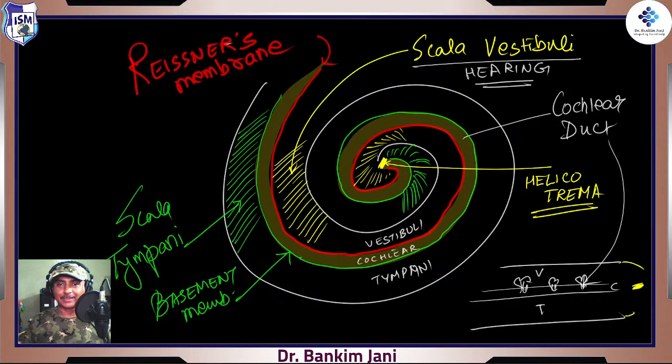Now this cochlear duct, as we said, because it is in the middle, so everywhere it was scala. Anything which is going into circles is called a scala. So over here, it is also called a scala. In case someone asks, it can also be called the scala media, because it is in a central position.